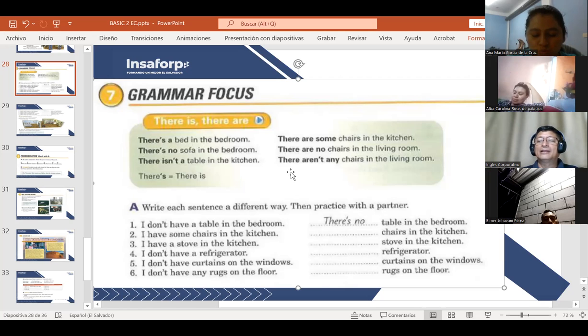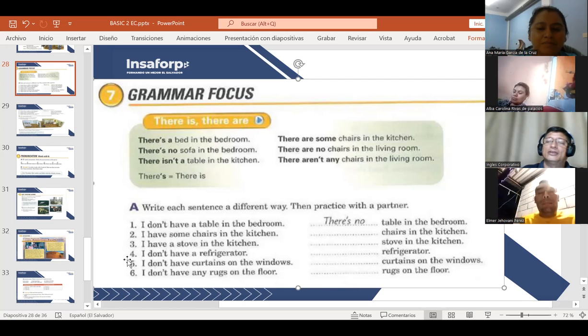All right, my friends. Now, let's go to the groups. What you're gonna do is read. Digamos que está Ana María, Alba Carolina, and Elmer with me in a group. I don't have a table in the bedroom. There's no table in the bedroom. Ana María: I have some chairs in the kitchen. There are some chairs in the kitchen. Elmer: I have a stove in the kitchen. There is a stove in the kitchen. We're going to have 4 minutes for this activity.